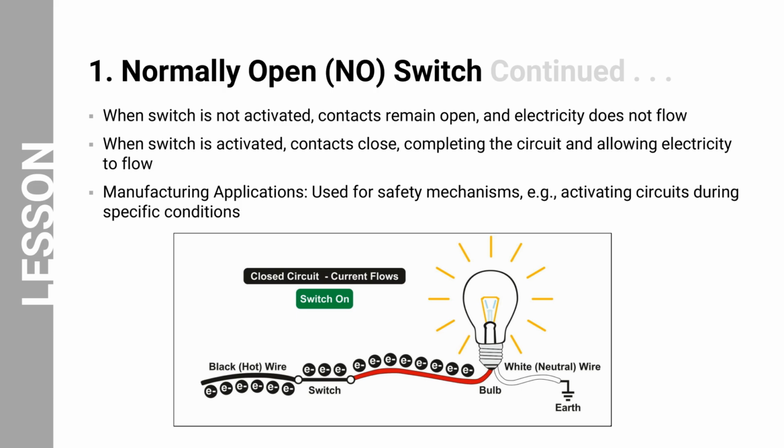A doorbell button is a common example of a normally open switch. The circuit is completed only when the button is pressed. Normally open switches are widely used in various electrical and industrial applications. These switches are widely used in BEVs for safety mechanisms, such as activating circuits only during specific conditions, like closing a contactor to power the high-voltage system.